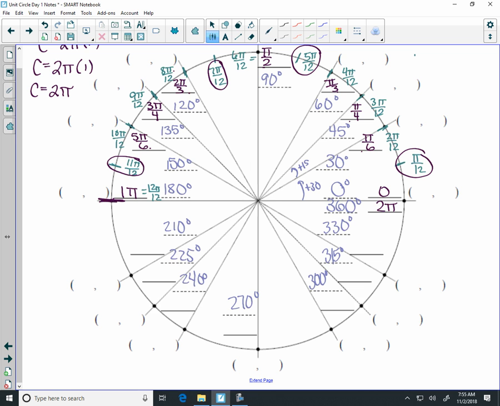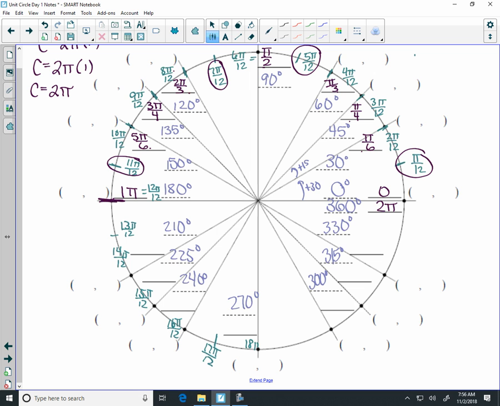Okay, so that was 12 pi over 12, the same as pi. So here in the middle is 13 pi over 12, 14 pi over 12, 15 pi over 12. The next angle is 16 pi over 12. In between here, 17 pi over 12. So all these in between guys that we don't memorize don't reduce.